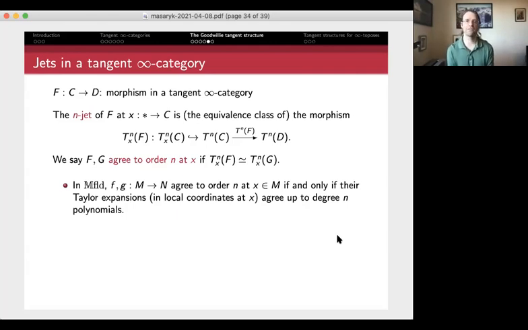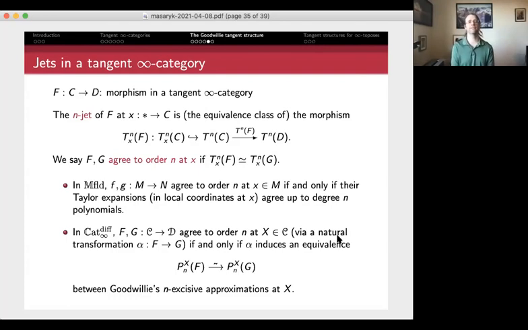So that's a notion that you can abstract to any tangent infinity category. And then you can ask, what does that look like in your favorite tangent infinity category, for example, the Goodwillie tangent structure. This really was the theorem that told us that what we were doing really does capture Goodwillie calculus. In Goodwillie calculus, you have these higher excisive approximations. Goodwillie defined a notion of n-excisive, which is a sort of polynomial of degree n, and an n-excisive approximation, which plays the role of the nth truncation of the Taylor series. The theorem that we wanted was that these n-jets correspond to equivalences of these n-excisive approximations.